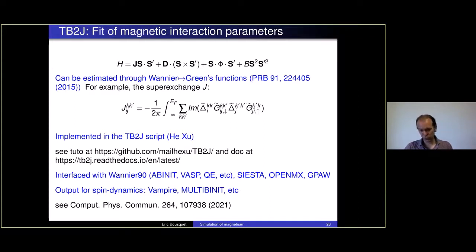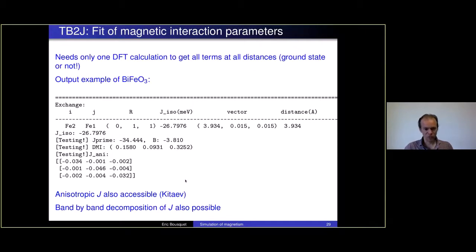And it is interfaced with Wannier90 to compute the Wannier functions, which is interfaced with plenty of plane wave codes. It is also interfaced with some other codes that don't need Wannier90 because they already use localized wave functions, like CRYSTAL, OpenMX, or GPAW. And then the code also outputs the input for spin dynamics codes like Vampire or Multibinit and so on. The example I show you here is for bismuth ferrite.